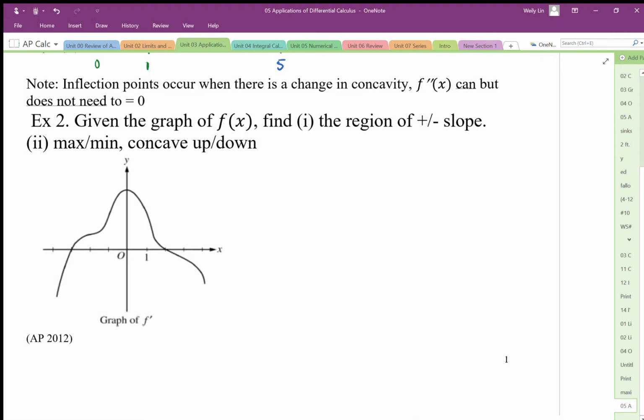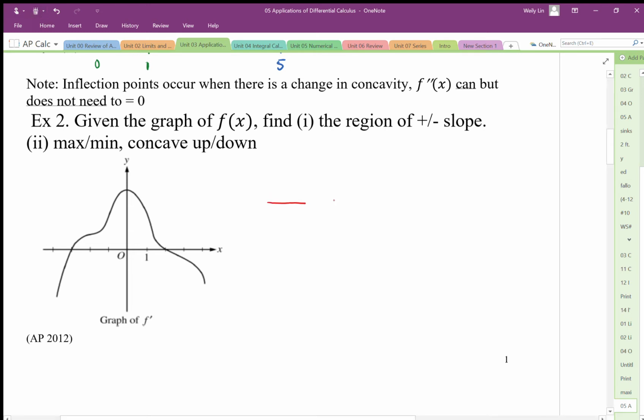Okay, so again, we've been given a derivative function, and we want to find the increasing and decreasing regions of slope, max, mins, and concave up and down. So we just talked about this fact that this vertex here is going to represent some sort of inflection point on the original f of x. Okay, so this is my f prime, and these max, mins on f prime give us inflection points. Okay, so let's draw in some parts here.